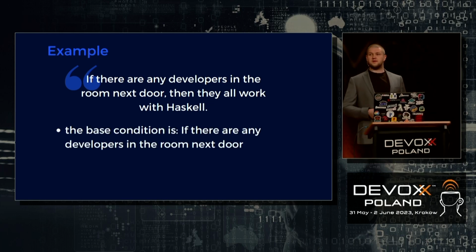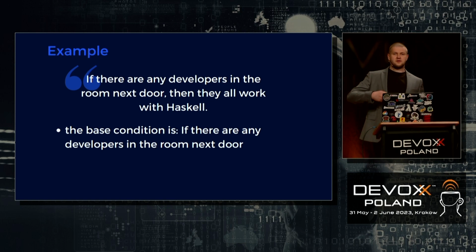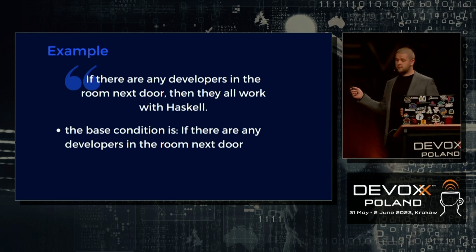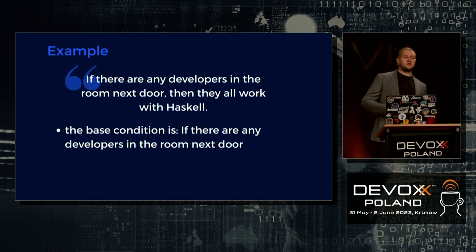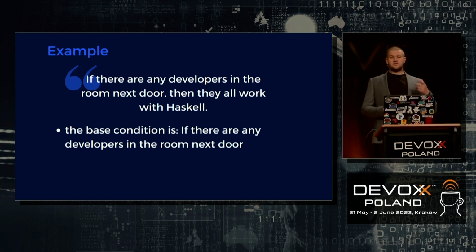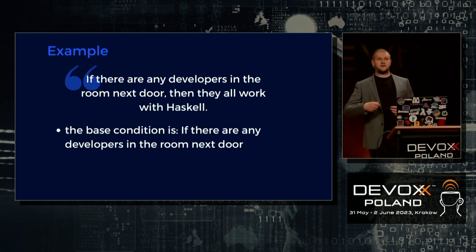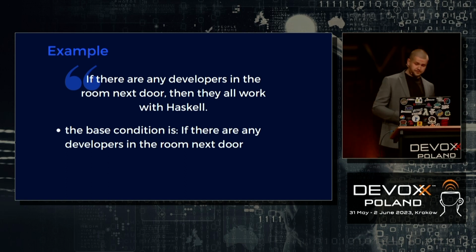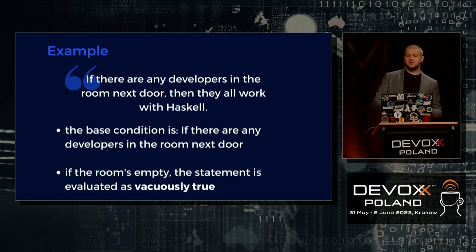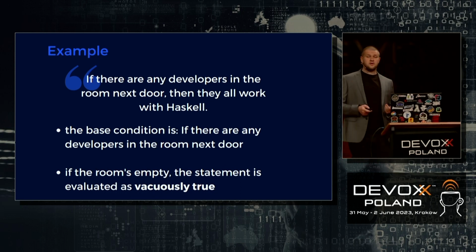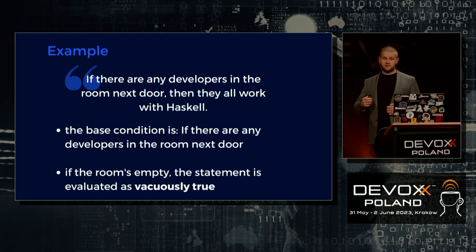Here we have a base condition that is explicitly stated inside our logical statement, and it says that there must be some developers in the room next door. Additionally, we can have an implicit base condition, for example, in the statement, all mobile phones in the room are turned on. And in this case, the base condition is that there must be some mobile phones in the room next door. In both cases, if the room is empty, so there are no developers, there are no mobile phones, or the room is just a pure physical vacuum, our statement is evaluated as logically true and is considered vacuously true.